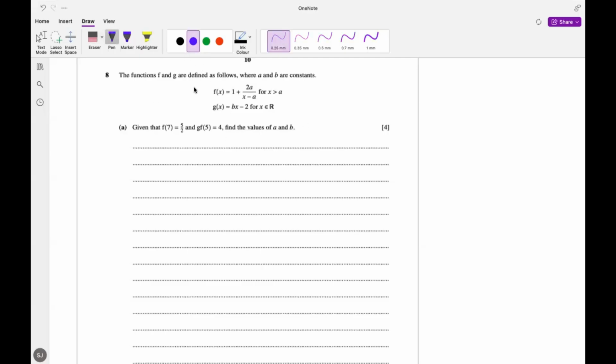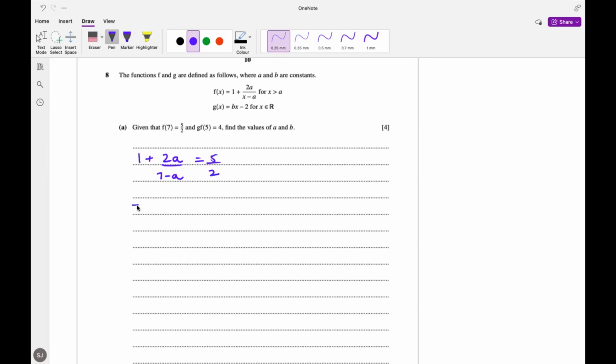In question 8, we have two functions f of x and g of x. It is given that in part A, f of 7 is 5 upon 2 and gf of 5 equals 4. We have to find the values of a and b. Now, f of 7 means in the function f, we'll replace the x with a 7. So this will become 7 minus a, and put it equals to 5 upon 2.